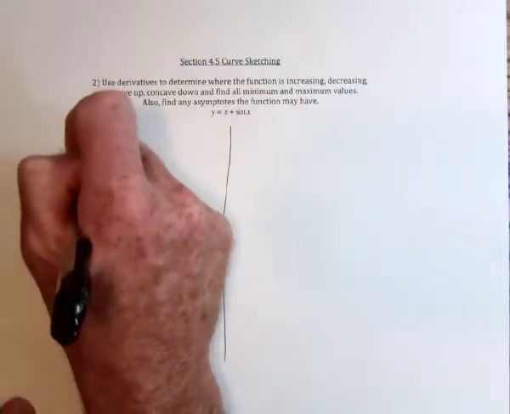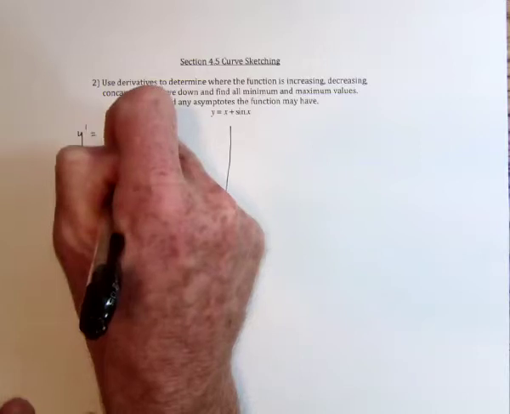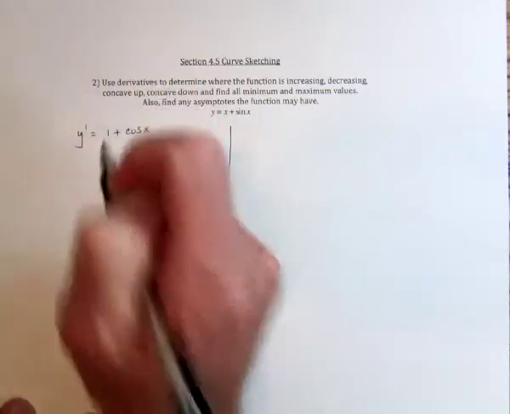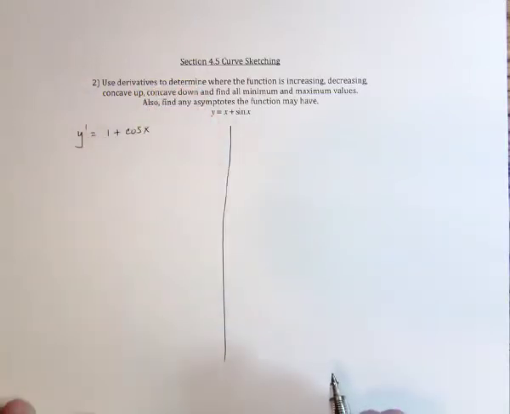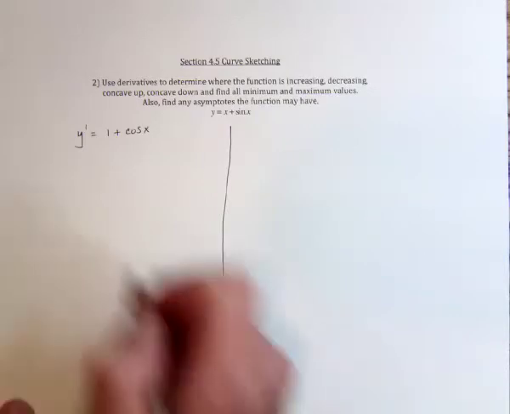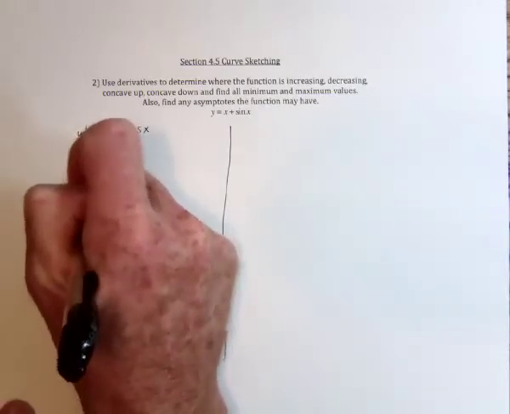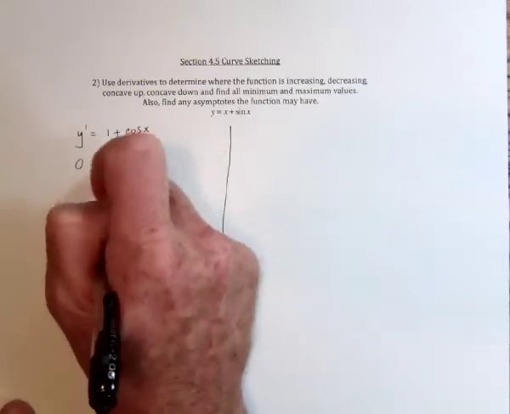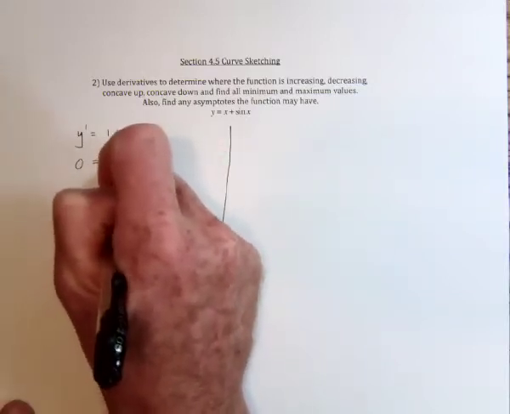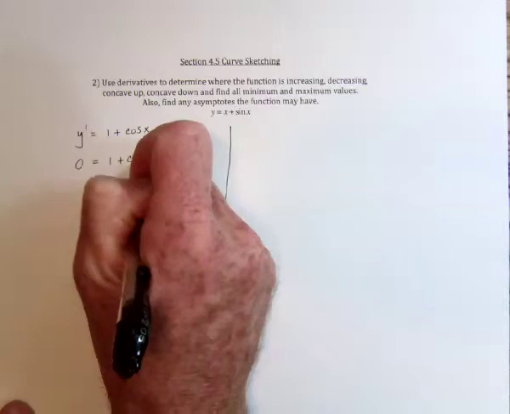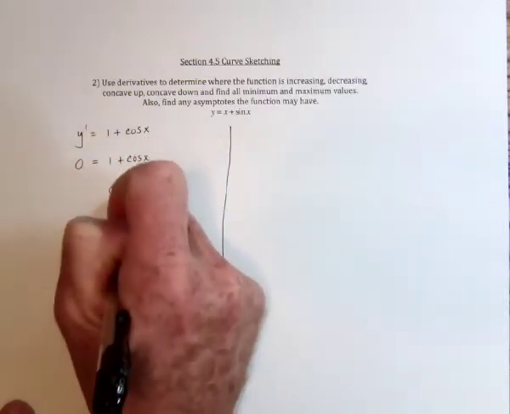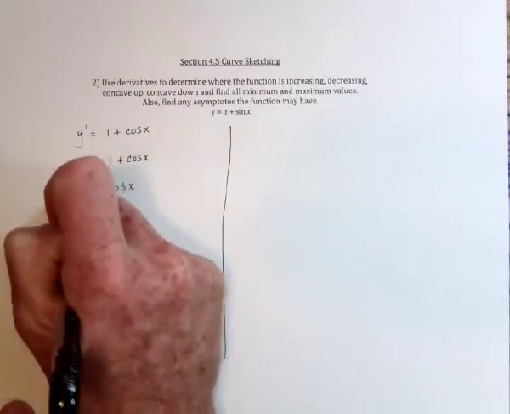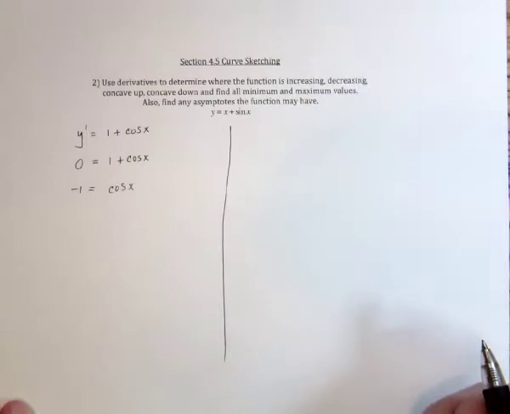So for the first derivative, it's going to be 1 plus cosine of x. And then find out any places that that's undefined, which there are none. Next, find out where the derivative equals 0. Or if you move the 1 over, where is cosine of x equal to -1?